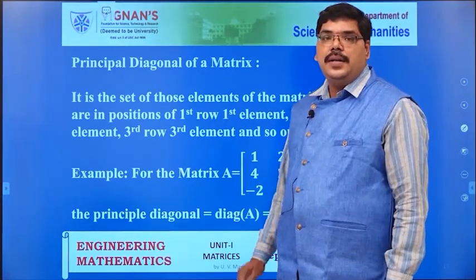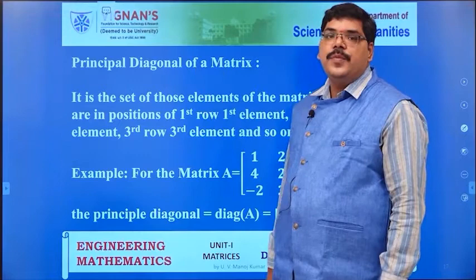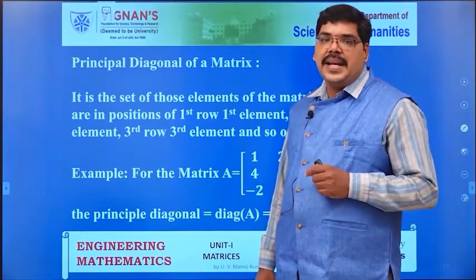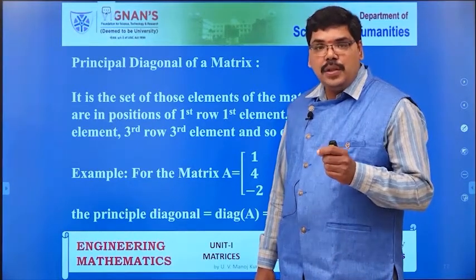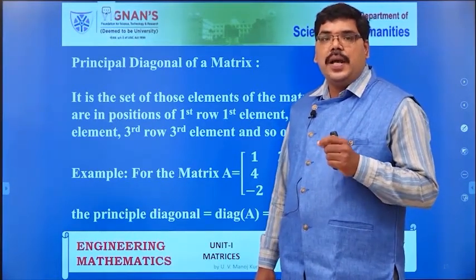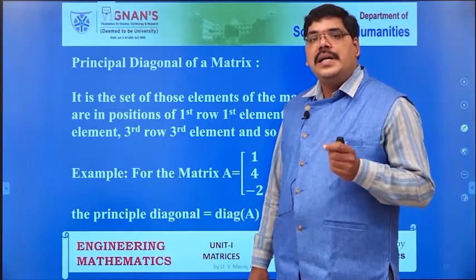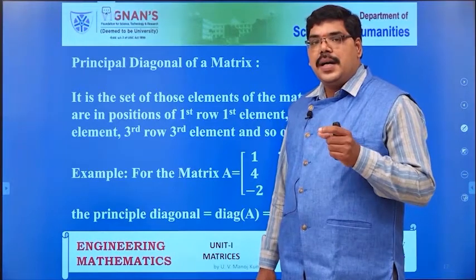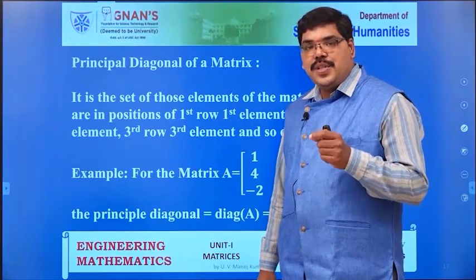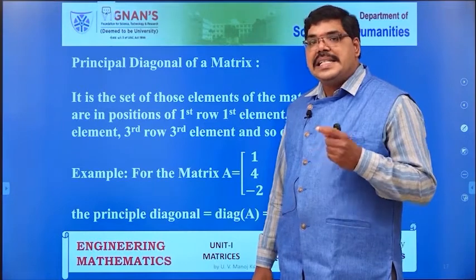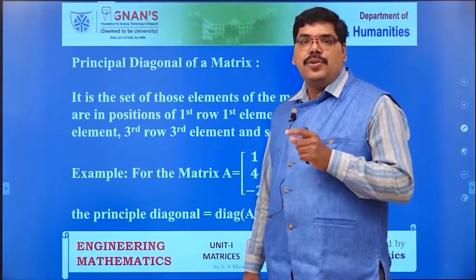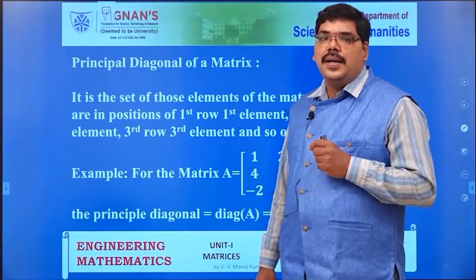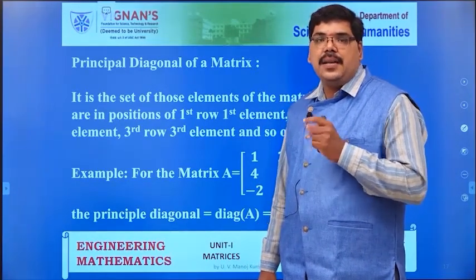What I am discussing here is the diagonal of a matrix. The principal diagonal of a matrix is the collection of all those elements of the matrix for which the row number is the same as the column number. That means all those elements in the positions first row first position, second row second position, third row third position, fourth row fourth position and so on are called the principal diagonal of the matrix.